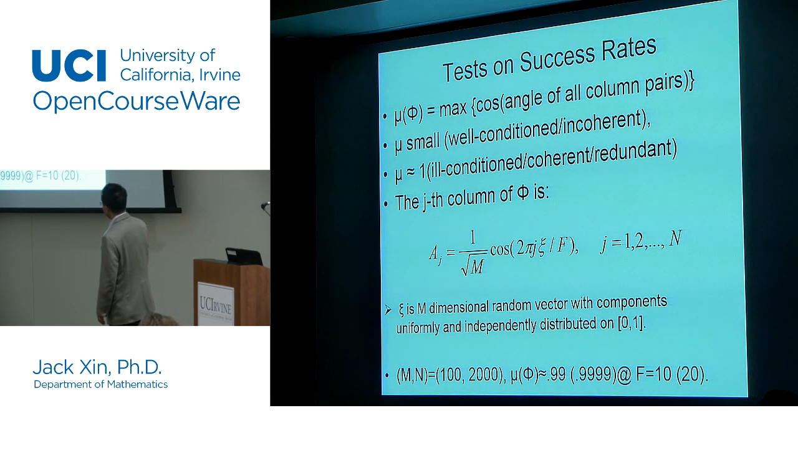If f is 1, then mu is small. When f becomes larger, this mu will go up to 1. For example, at f equal to 10, it's already 0.99. And when you go up further, it's even more. So this example gave us a way to control the matrix and its coherence properties.